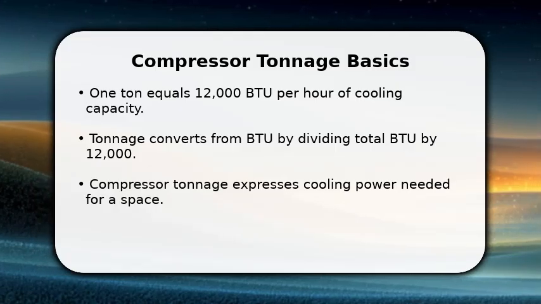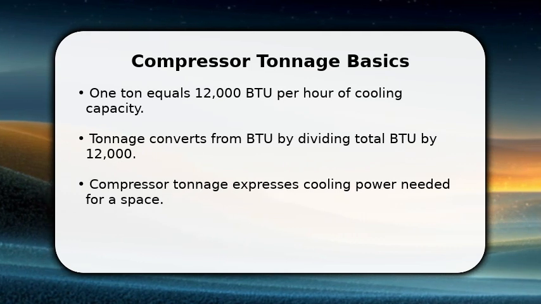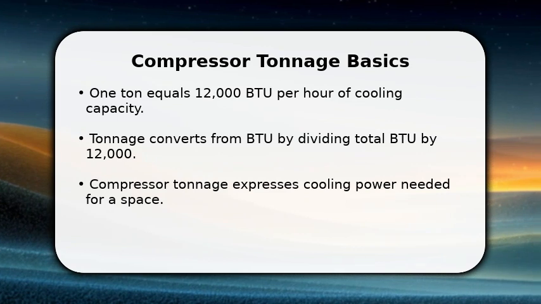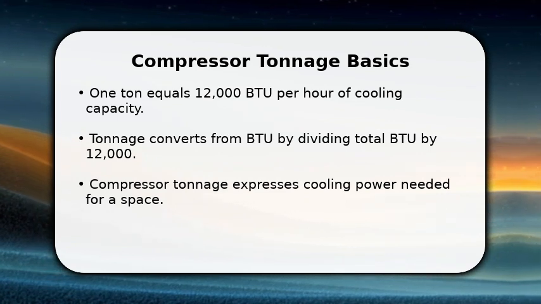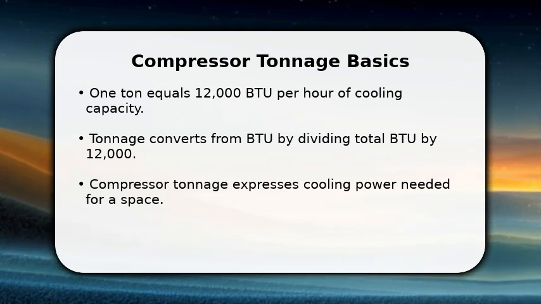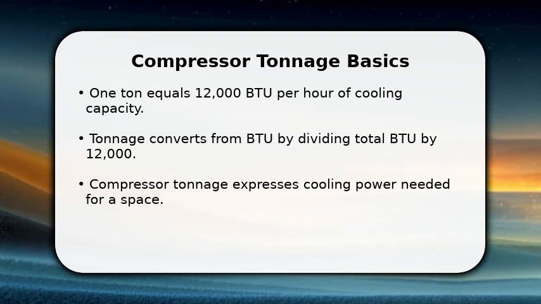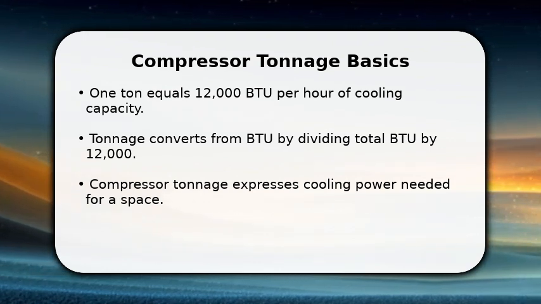Start with a clear definition to avoid mistakes. 1 ton equals 12,000 BTU per hour of cooling capacity. Use that conversion for every calculation. Always express compressor size in tons, not kilowatts. Keep conversion steps explicit and repeat them for accuracy.